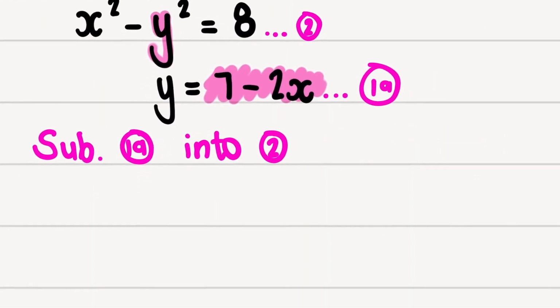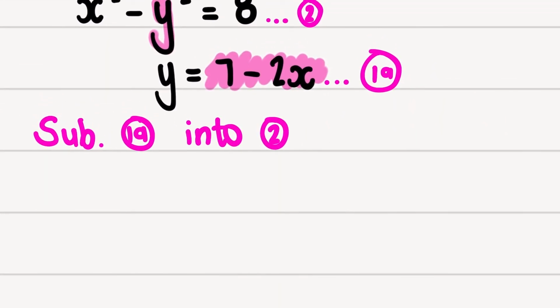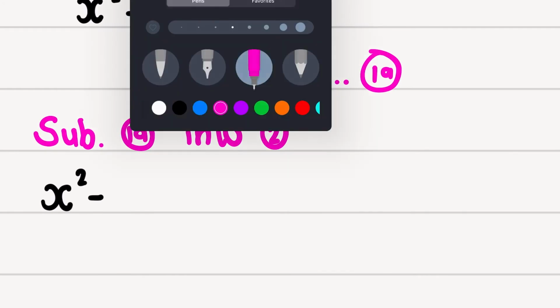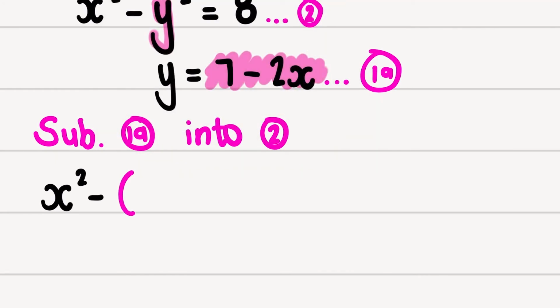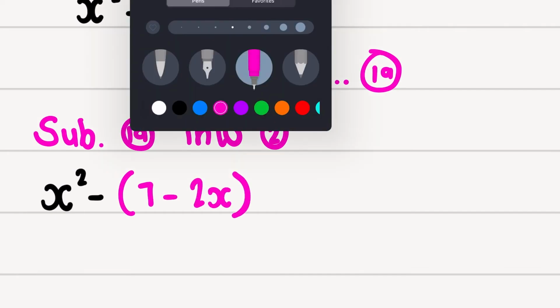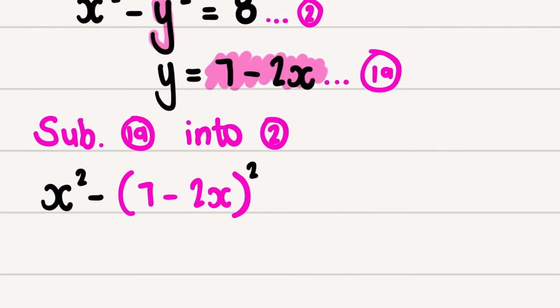Now we can see that the y is being squared and that there's a negative. So what we're first going to do is square it and then distribute the negative sign. I'm going to start by writing out my equation. So I have x squared minus, the minus stays the same. Then in place of the y, I'm going to put what y is equal to, which is 7 minus 2x. And that is being squared, which is equal to 8.